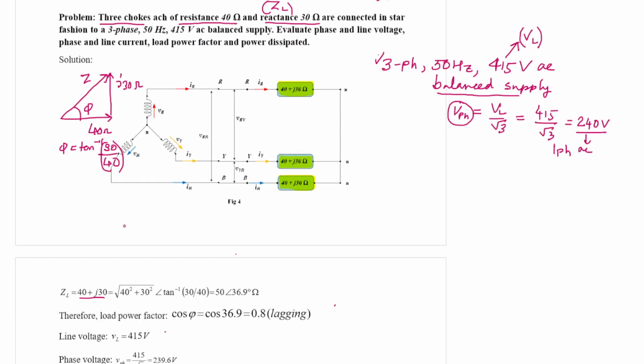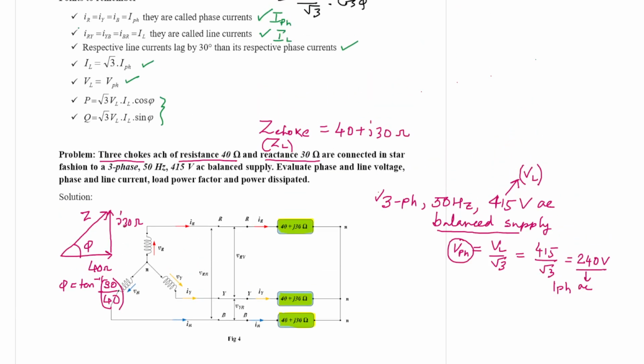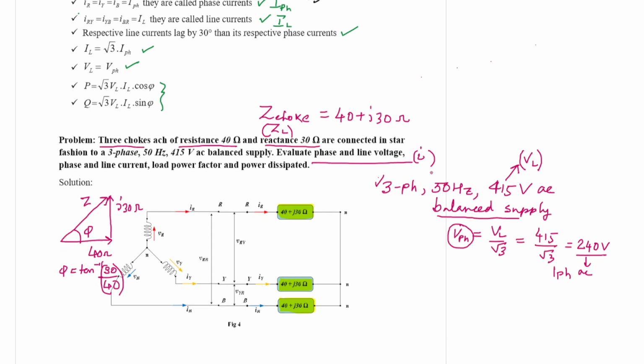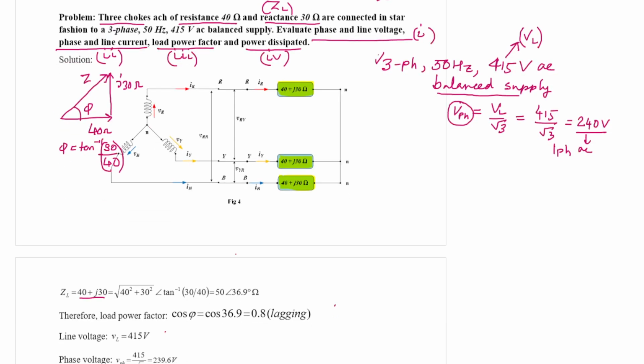So what should be evaluated? The first, you need to evaluate phase and line voltage. That is number one, phase and line voltage. The second parameter, you need to evaluate phase and line current. Third parameter, you need to evaluate load power factor. And fourth parameter, you need to evaluate power dissipation. These are the four parameters you need to evaluate.